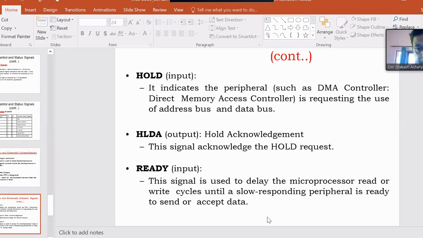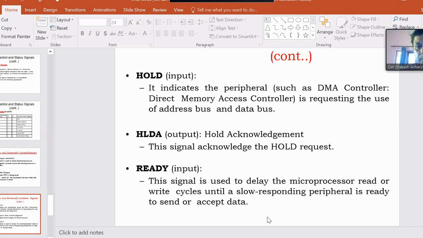Then ready क्या है? The signal is used to delay the microprocessor while cycle. That means मान लीजिए there is an operation, a data transfer is occurring between a microprocessor and memory, but the memory which is connected is slow. The operating speed of that memory is not as fast as the microprocessor. What will happen? It will send a signal through this ready pin that I am not ready, please wait.